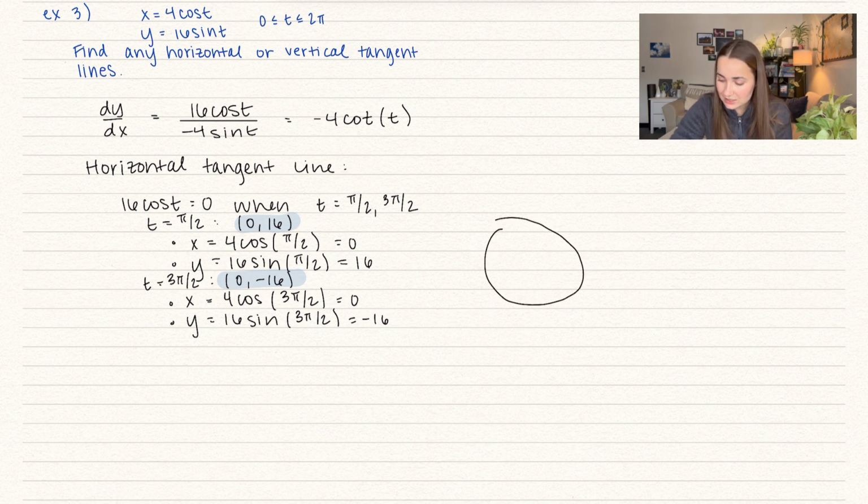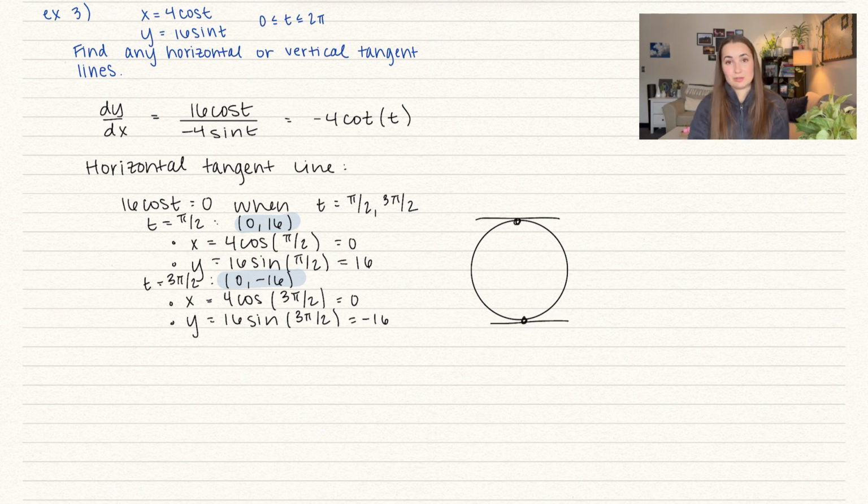And this makes sense on a circle. Okay, that's my circle. This makes sense on a circle because that's going to be the point here and the point here. So of course we're going to have two horizontal tangent lines. You can probably guess when the vertical tangent lines are going to occur.